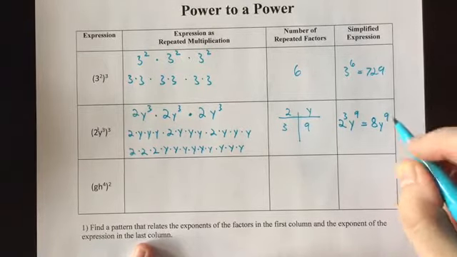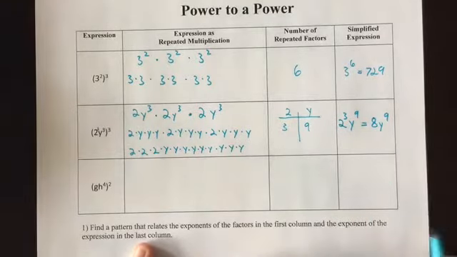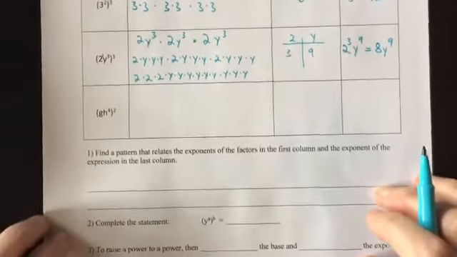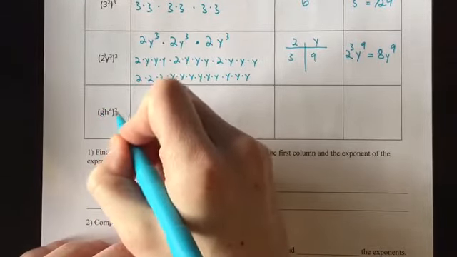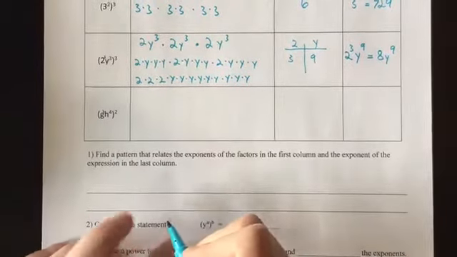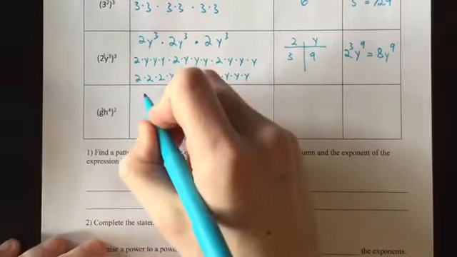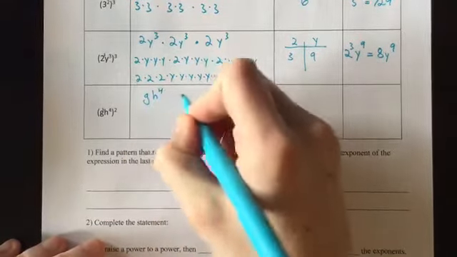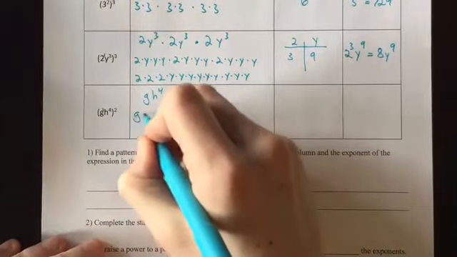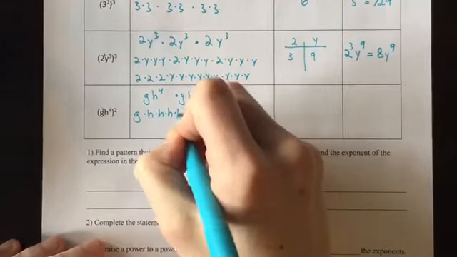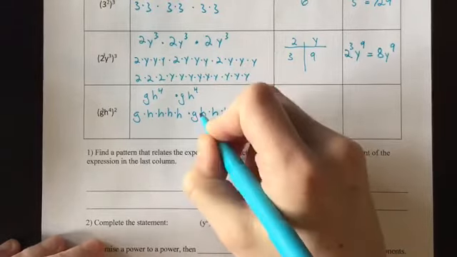8y to the 9th is simplified, but I want you to write down 2 to the 3rd y to the 9th also, to help us with our connection we're going to make. Our last example, we have g h to the 4th, squared, with that little exponent of 1 for g. Work from the outside. What's the base of the exponent of 2? Gh to the 4th. So that means we have gh to the 4th times gh to the 4th, which can then be expanded further. G times h times h times h times h times g times h times h times h times h.